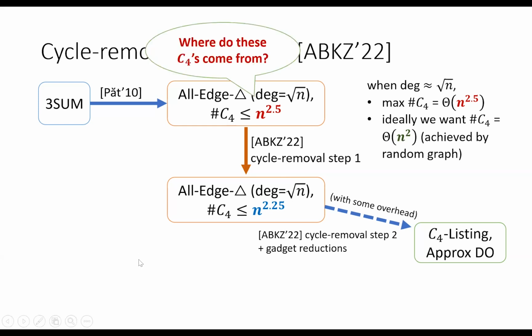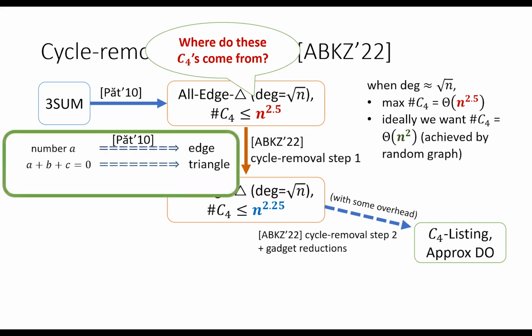However, in our work, we take a different approach. We take one step back and ask the following question. Where do these C4s actually come from? So this all-edge triangle instance is produced by Patrascu's reduction from 3SUM.